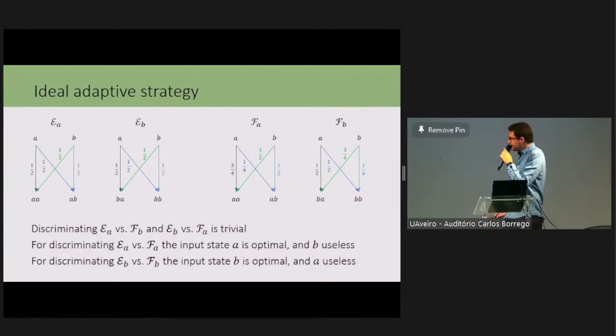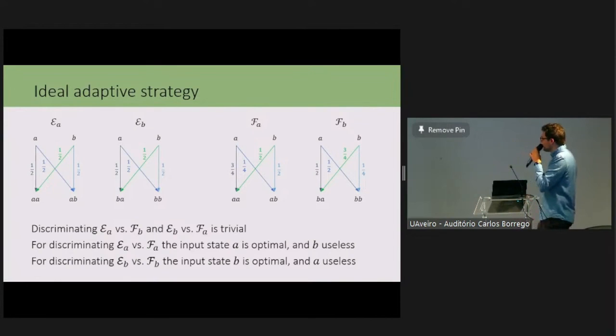And the idea here then is that if I want to discriminate E_A against F_A, then one input bit is useless. If I put in B, they look exactly the same. But if I put in A, there's a difference, and I'd probably be able to discriminate them. And the key point is that this optimal state between E_A and F_A is different from the one from F_B and E_B. So to pick the optimal input state, I would want to know the index of my channel, whether I have an A channel or a B channel.